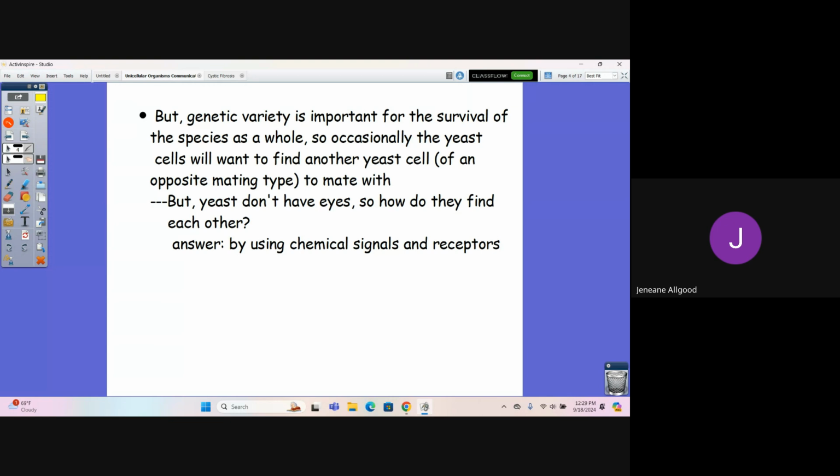So they want to find a yeast of an opposite mating type to combine with, but they don't have eyes. So how are they going to figure out where these other yeast cells are? By using chemical signals and receptors. Because pretty much in everything we've talked about in this unit, that has been our one constant that we kept hearing about over and over again. Chemical signals being released by cells and binding to a receptor, maybe on its own cell, maybe on another cell. Okay, so that's how they're going to figure out if there are any yeast cells of a different mating type nearby.